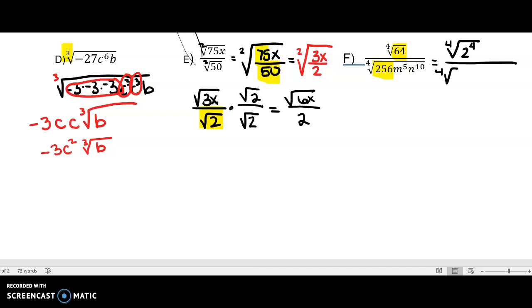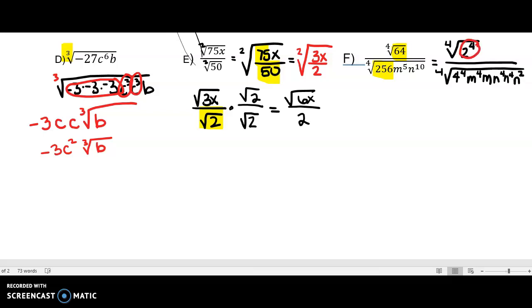This one down here, breaking them up into groups of 4: 256 is 4 to the 4th power. M to the 5th, I can break into one group of 4 with 1 left over. N to the 10th, I can break up into n to the 4th, n to the 4th gives me 8, with 2 left over.